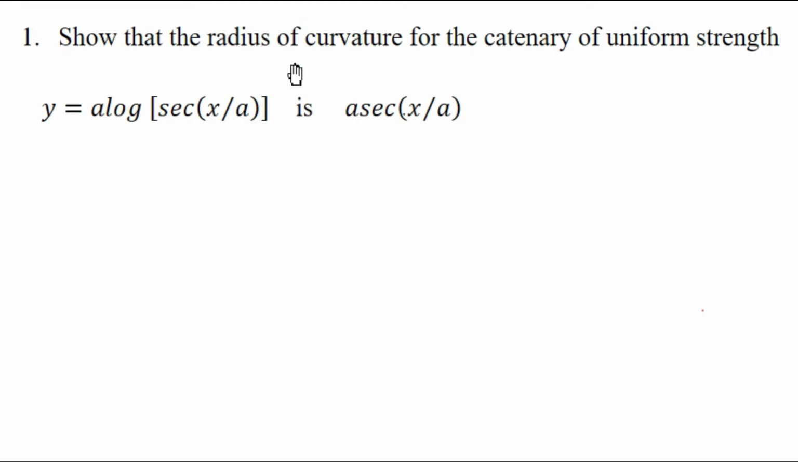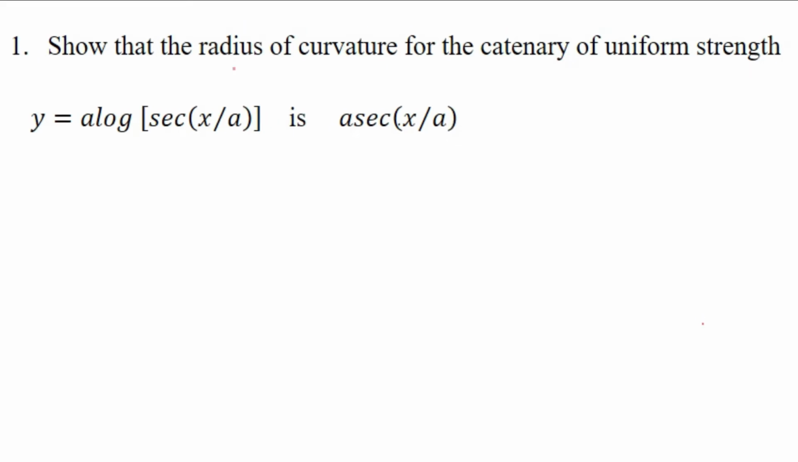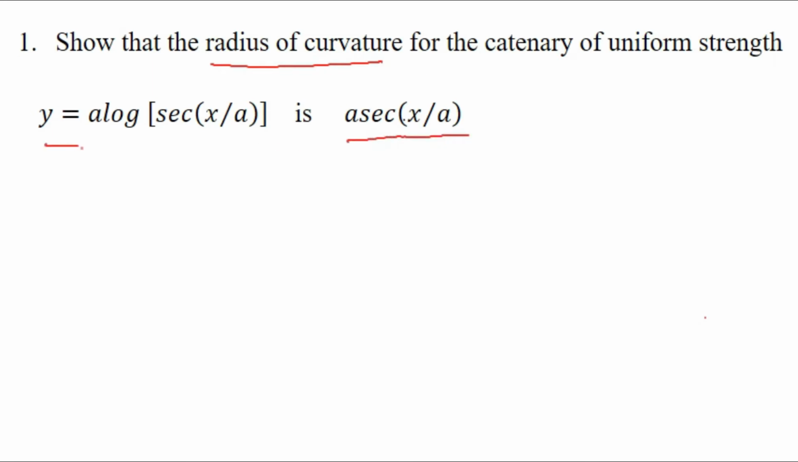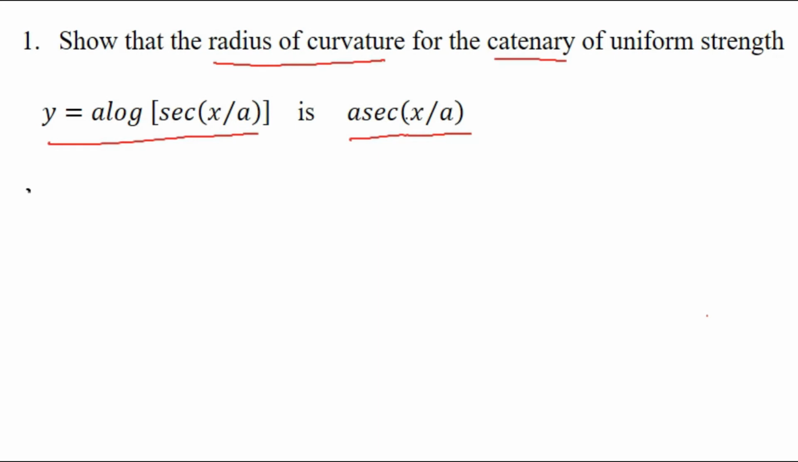Show that the radius of curvature for the catenary of uniform strength y = a log sec(x/a) is a sec(x/a). We have to show that the radius of curvature is equal to a sec(x/a). So given the curve y = a log sec(x/a), and this curve is called the catenary. So let us start the solution.